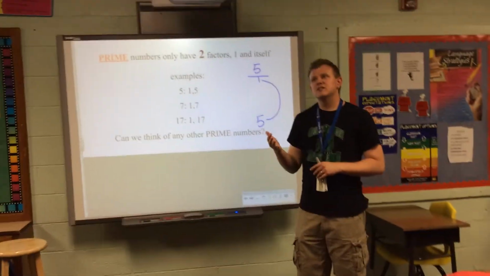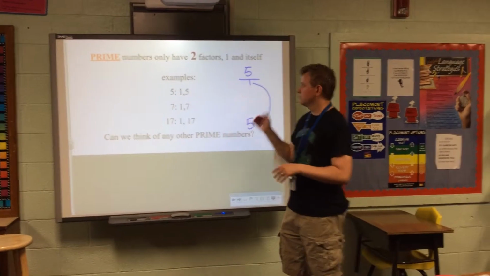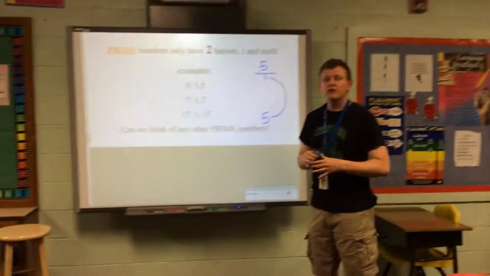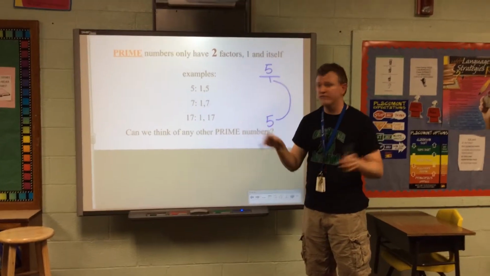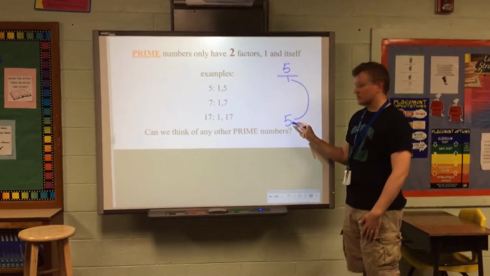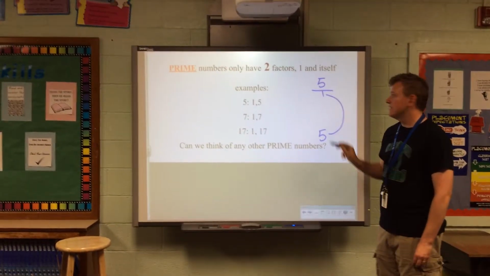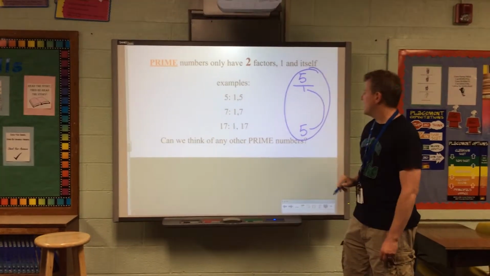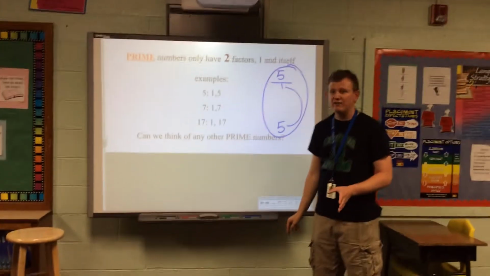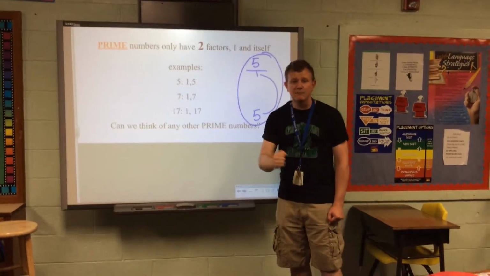3, 6, 9, 12. No, that doesn't work. 3 doesn't multiply into 5. What about 4? 4, 8. No, I skipped 5. What about 5? Well, it's already written down there. So my factor tree is done. Since 5 and 1 are the only factors of 5, it is a prime number.